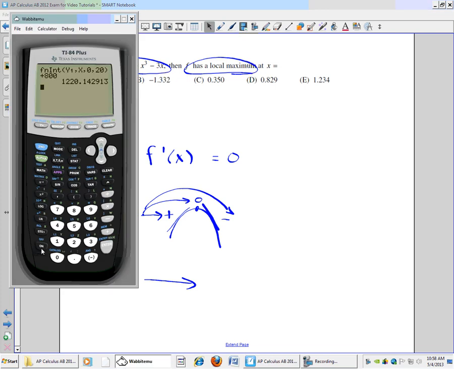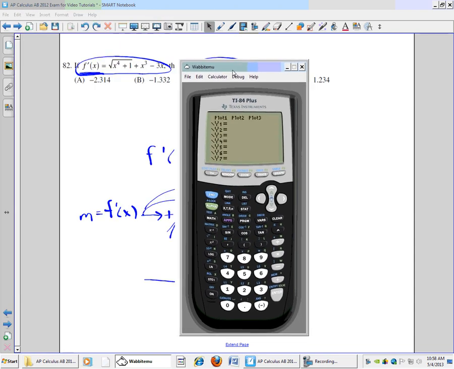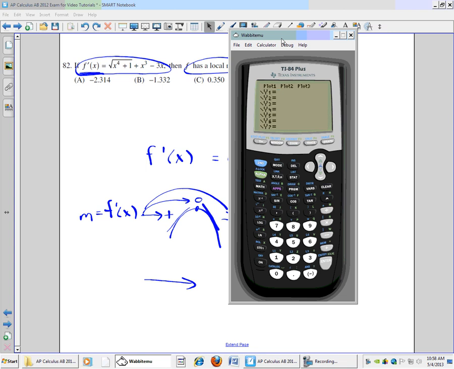So turn your calculator on, clear it, go to y equals and clear it. And we're going to put in that function, and we'll start with the square root of the quantity x to the fourth plus 1. So, second and square root, and x raised to the fourth power plus 1, close the parentheses, and then we're going to have the plus x cubed, and then minus 3x. And let's go ahead and hit enter and hit graph.